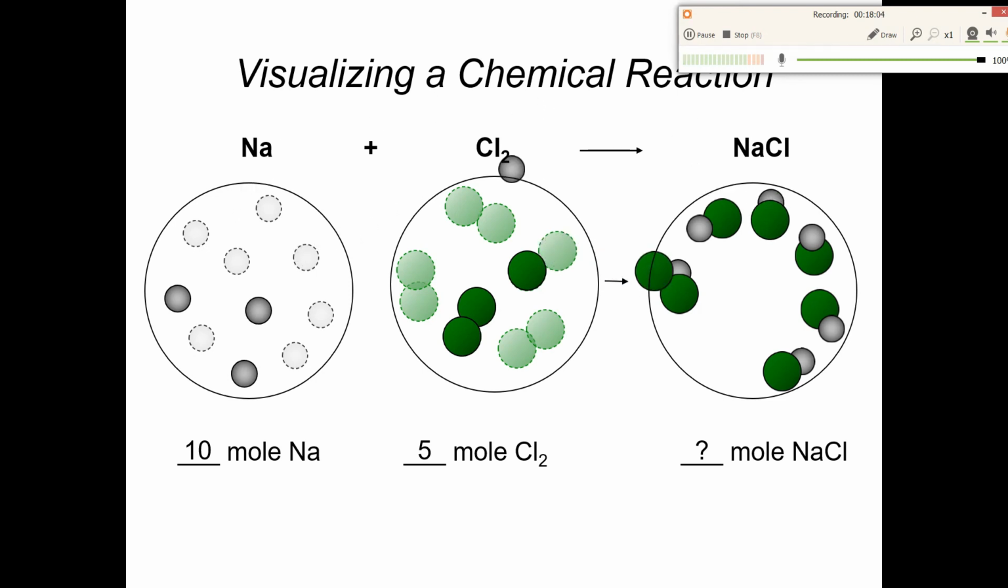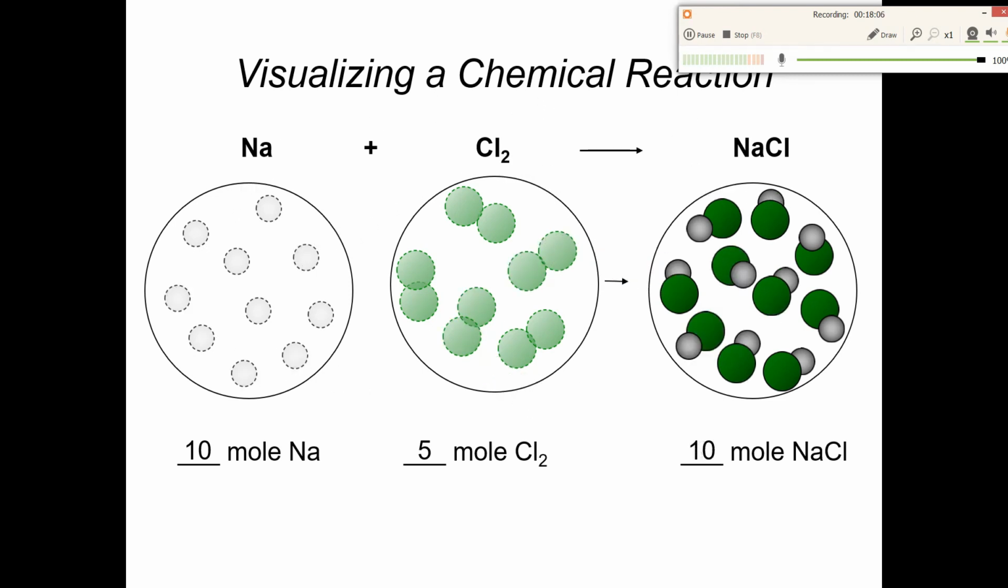And finally, after the completion, we find there are 10 moles of sodium chloride obtained. So this does not mean that 10 moles of sodium when reacted with 5 moles of chlorine will form 15 moles of sodium chloride. Rather, they actually form 10 moles of sodium chloride.